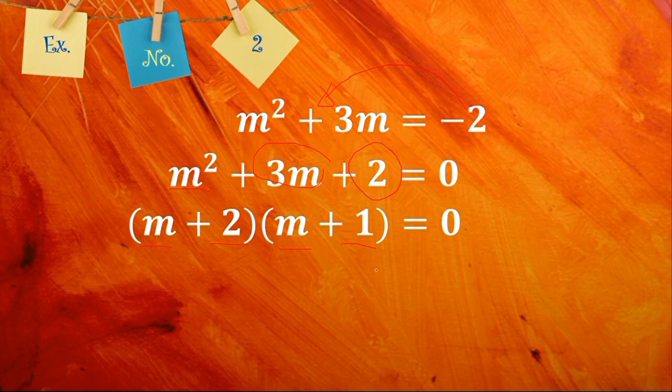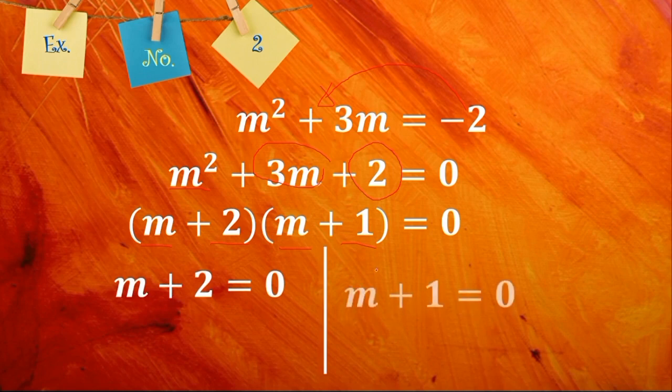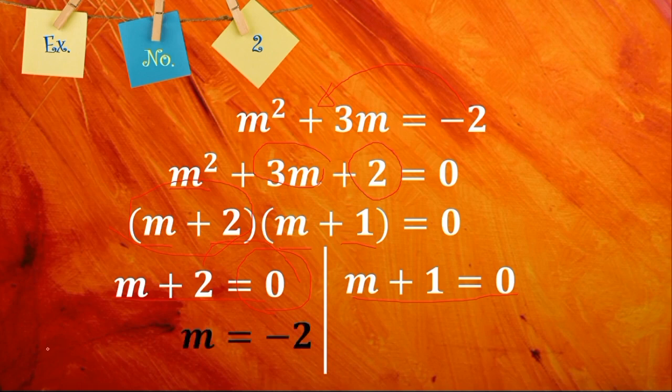And then we apply the ZPP. ZPP means zero product property. Every factor is equal to 0. So, m plus 2 equals 0 and m plus 1 equals 0. You now have a linear equation here. Then solve for the value of m by simply transposing the constant to the right side of the equation. So, the roots are negative 2 and negative 1.